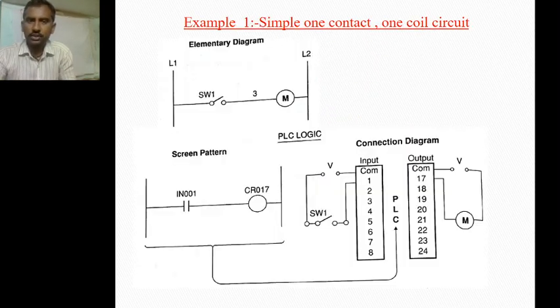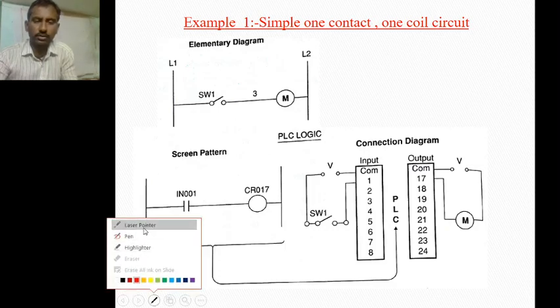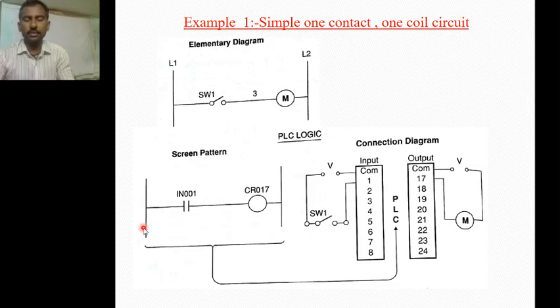Coming to the first example, this is a simple example. That means when the switch is on, then the motor will be on. So what is the ladder diagram? The switch is the input device, and this input device can be represented with a contact. That contact can be represented as IN001, and the motor running can be represented with the output CR017.